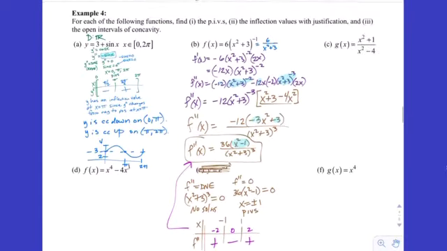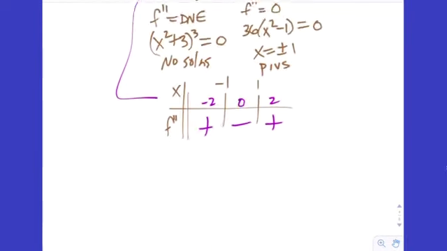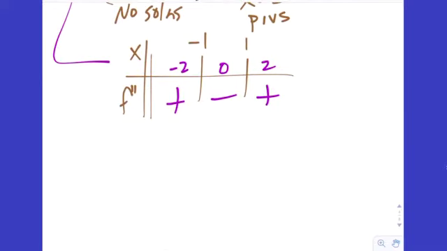So now it's just a matter of stating our results. I'll just say it. I don't think I'll write it. F has an inflection value at x equals negative 1, since f double prime changes from positive to negative at x equals negative 1, and at x equals positive 1, since f double prime changes from negative to positive at x equals 1. So they're both inflection values, right?